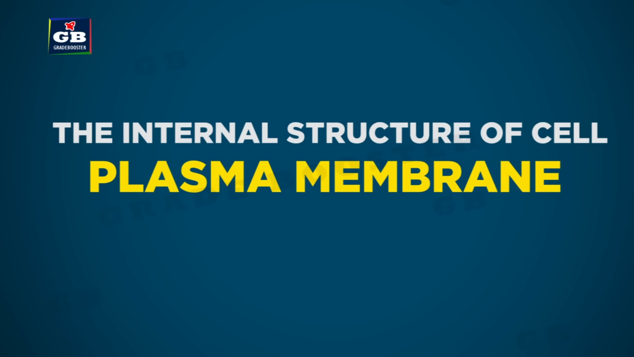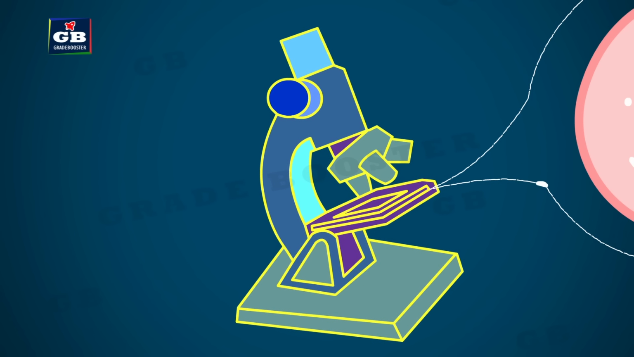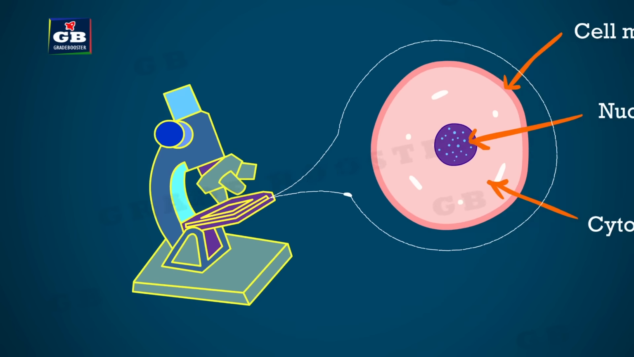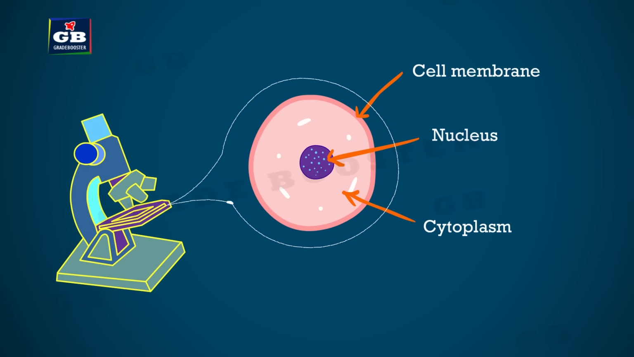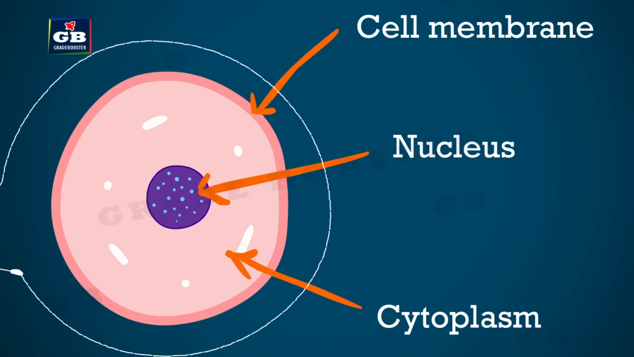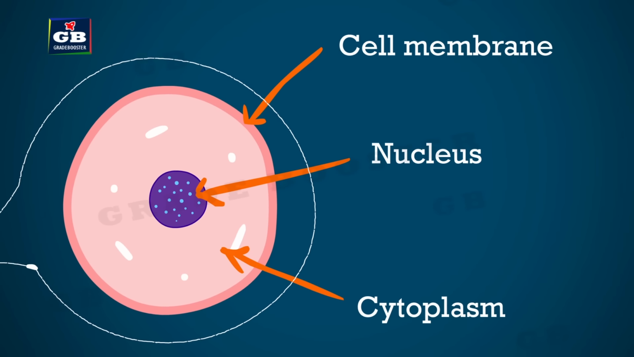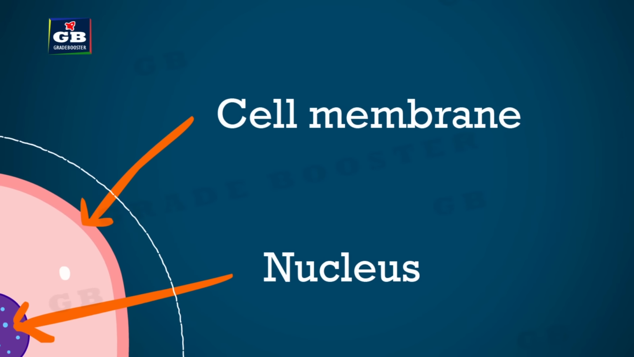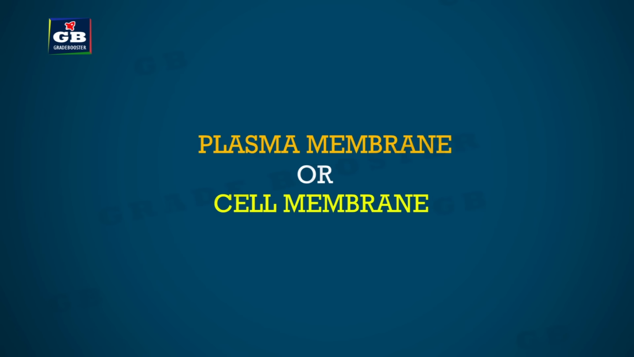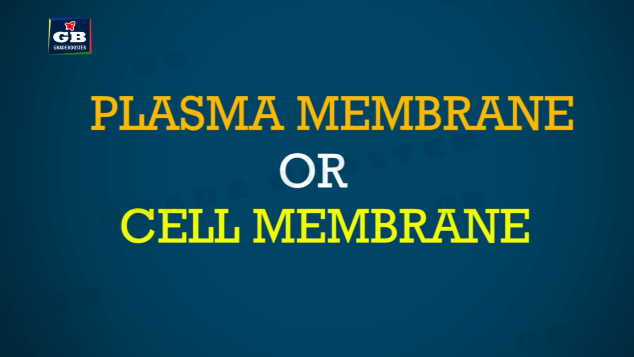The internal structure of cell. If we observe a cell under a compound microscope, we will find three important parts in it. They are plasma membrane, nucleus, and cytoplasm. In this video, we will learn about plasma membrane. Plasma membrane or cell membrane.